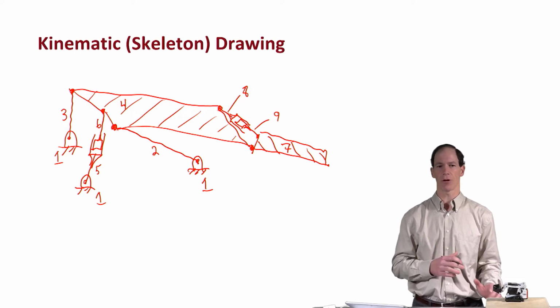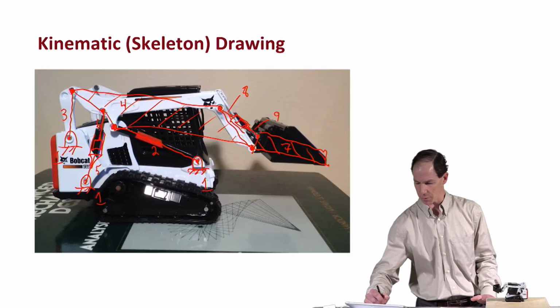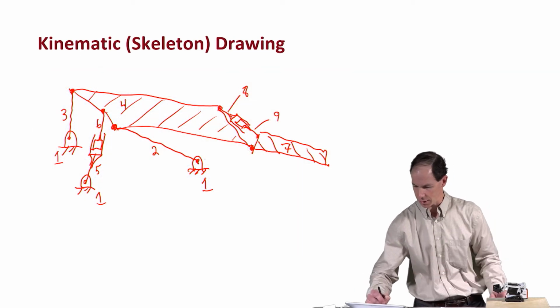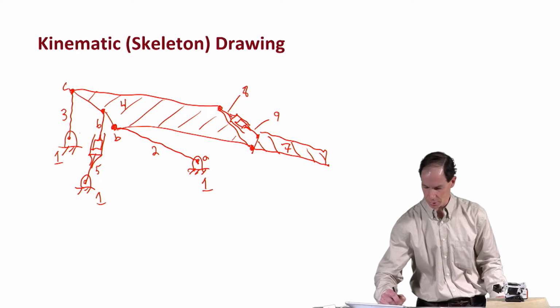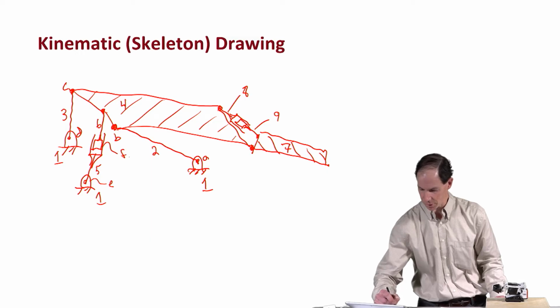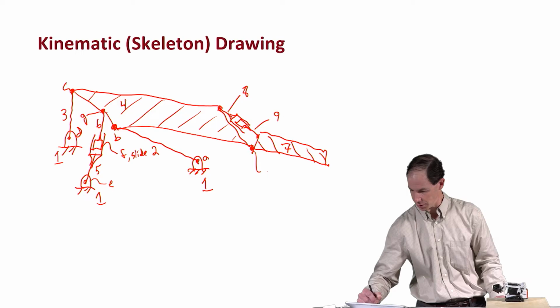Now similarly, I'm going to label all my joints. So again, it's really arbitrary where I want to start, but I'm going to start at A here, B, C, D, E is this pin joint down here. F is the slider joint right there, so that'll be the slide. G will be up at this location. H will do down here. I will be this pin joint.